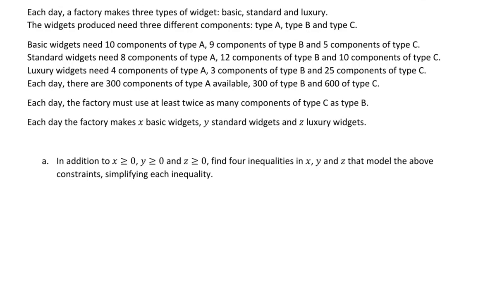Now, what's useful in the way that sometimes these questions are laid out is that they already look like they're laid out in a table. So if we're focusing on components of type A, then you can see we've got 10, 8, 4, 300 already set up. We've got the 9, 12, 3, and 300 for type B, and we've got 5, 10, 25, and 600 for type C.